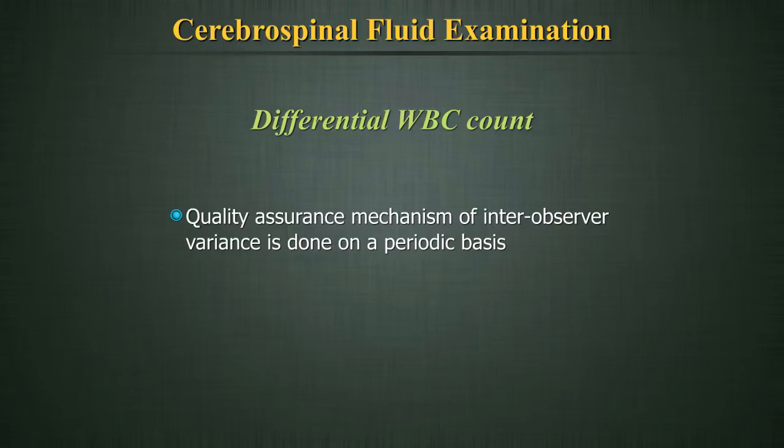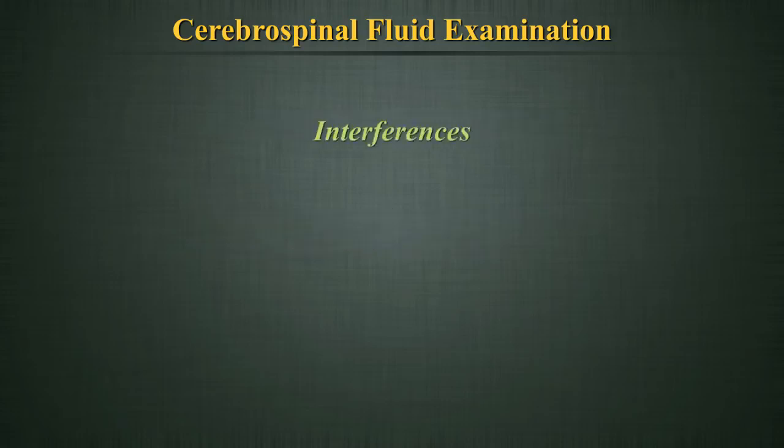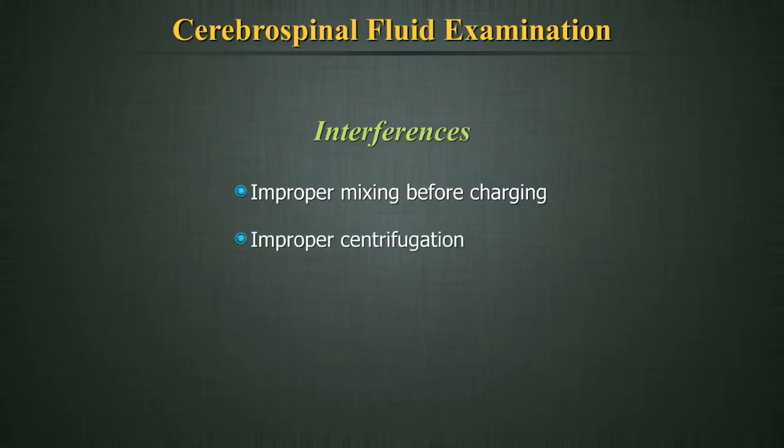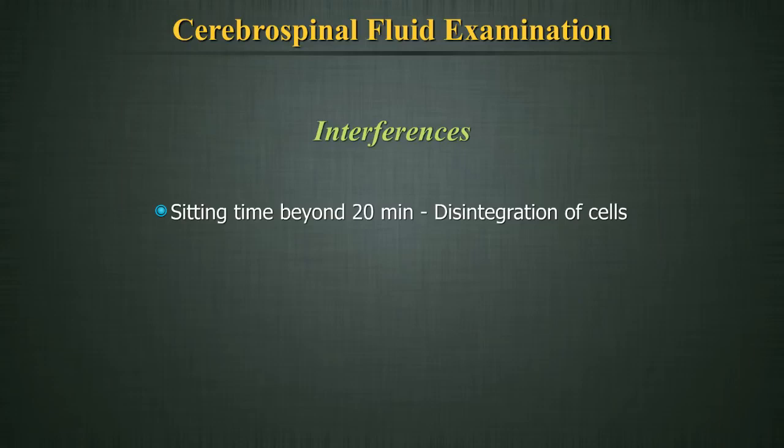A quality assurance mechanism of inter-observer variance, that is, testing by at least 2 people and analyzing each report, should be done on a periodic basis. Interferences: improper mixing before charging, improper centrifugation, air bubbles, and sitting time beyond 20 minutes will result in disintegration of cells. Stain debris.